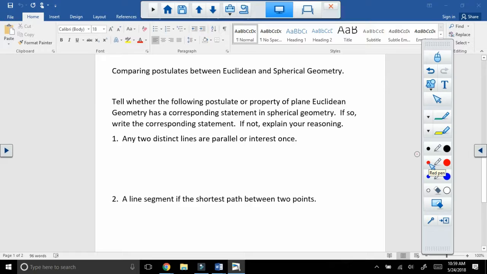Okay, sometimes we can compare postulates between Euclidean and spherical geometry. So the directions would say something like, tell whether the following postulate or property of plane geometry has a corresponding statement in spherical geometry. If so, write the corresponding statement. If not, explain your reasoning. This first one says, any 2 distinct lines. I'm going to go ahead and change that now. Instead of lines in spherical geometry, that would be great circles.